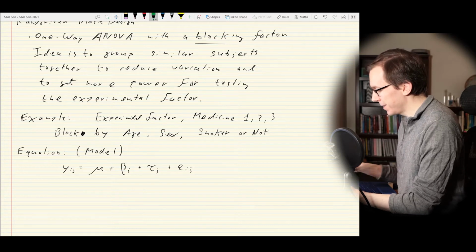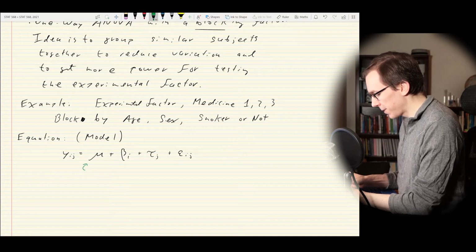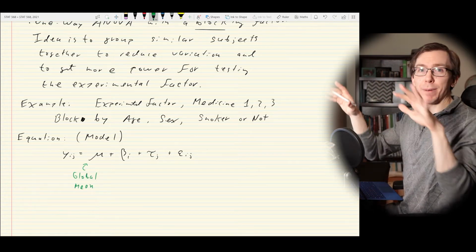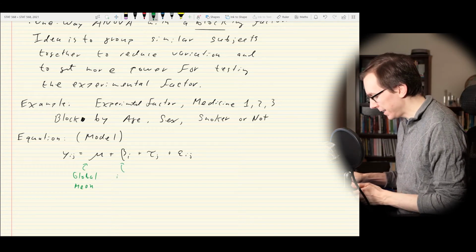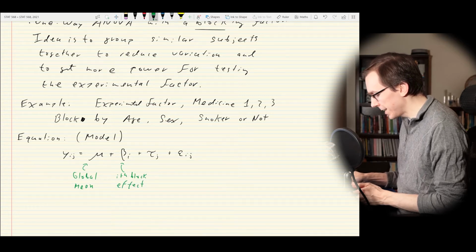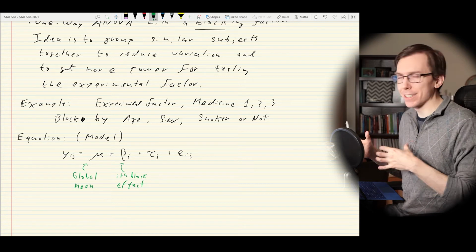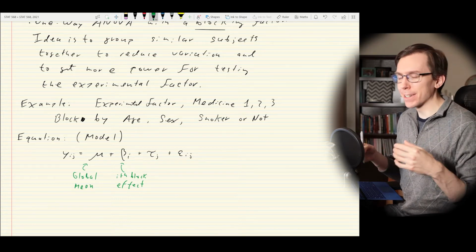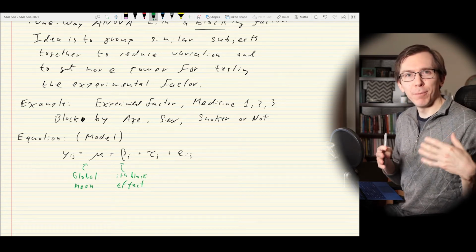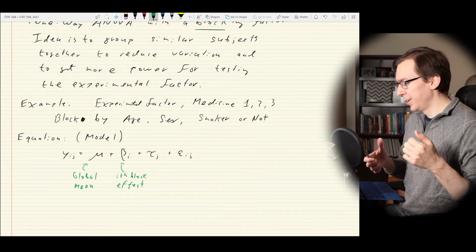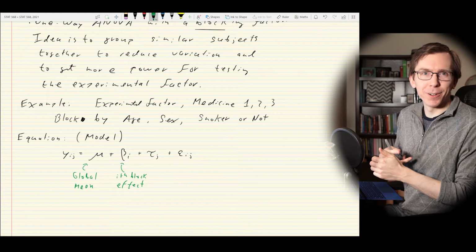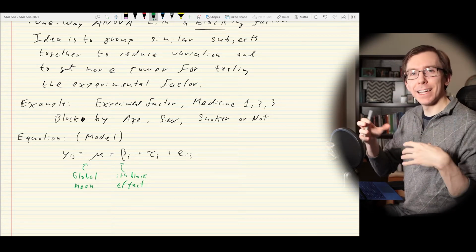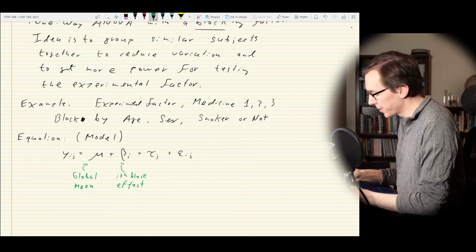So what do we have here? Let's just write that all out, right? We have our global mean, the average over the entire population that we're studying. We have the ith block effect, whatever that corresponds to. In this case, we're just treating one block factor and one treatment factor, but of course we can generalize this to have multiple experimental factors, and multiple blocking factors. So again, you could have old men who don't smoke and things like that. So the blocks can become much more complicated as we go forward.